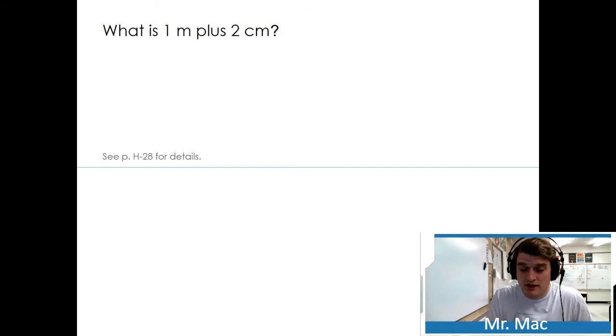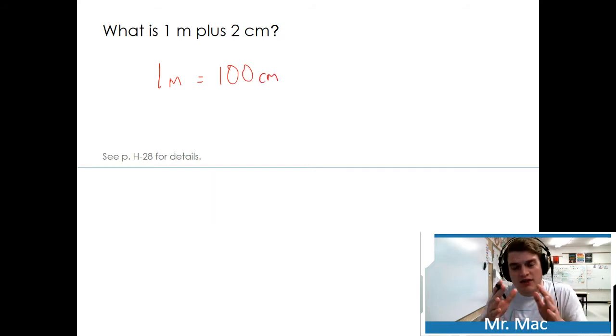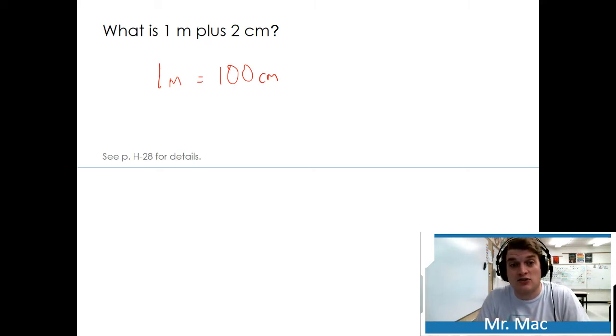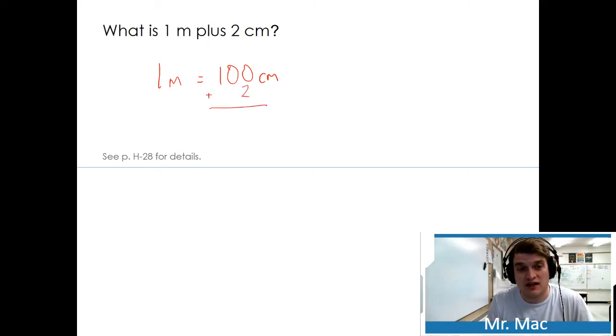What is 1 meter plus 2 centimeters? In our measurement unit, we learn to convert meters into centimeters. We know that 1 meter equals 100 centimeters. Think about a meter stick. A meter stick has 100 centimeters on it. The math is really easy. We're just adding those 2 centimeters to our 100 centimeters, and we get a sum of 102 centimeters.